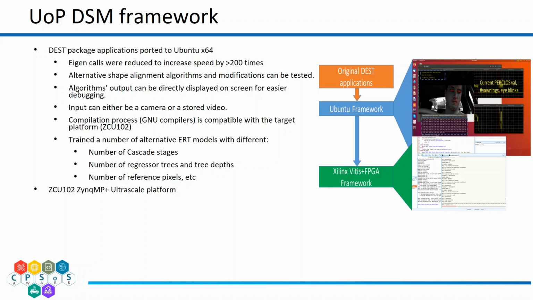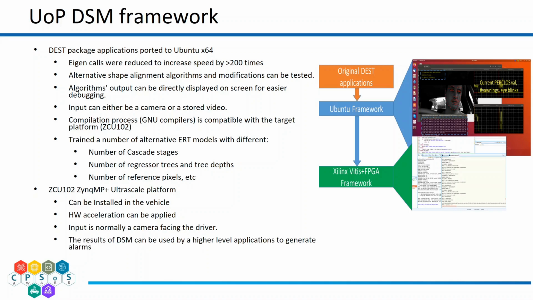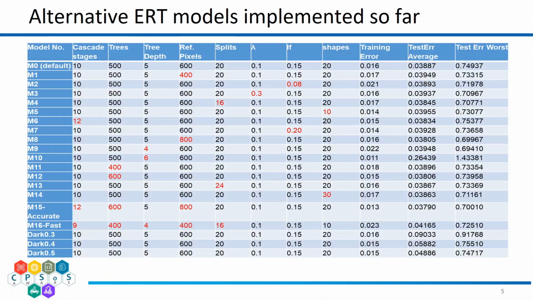Then the DEST suite was ported from Ubuntu to the target Zynq MP UltraScale platform, which can be installed inside the vehicle. Hardware acceleration techniques were applied. Input is normally a camera facing the driver, however, a stored video can also be used as input. The results can be used by a higher level application to generate alarms if driver drowsiness is recognized. No display is normally needed, but the DSM application can store an output video similar to the one produced in the Ubuntu environment, which can be watched offline.